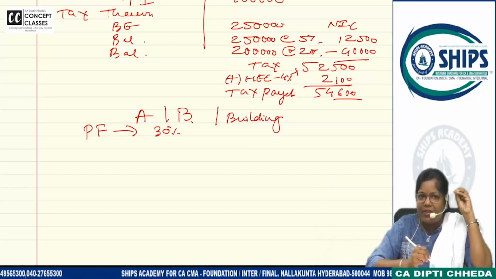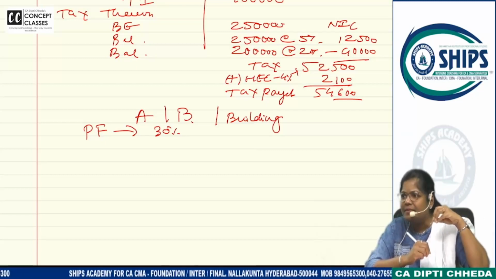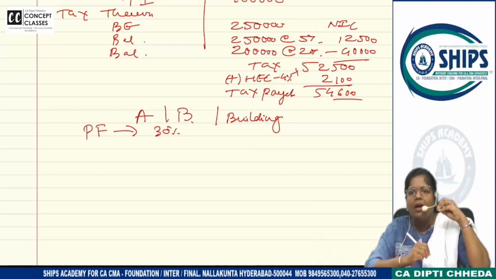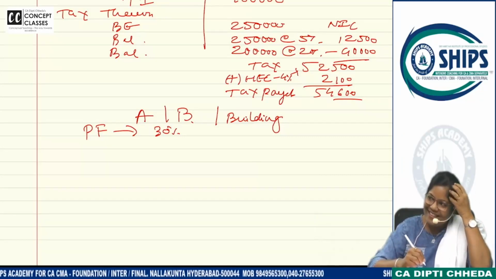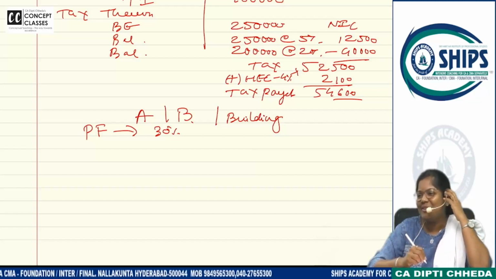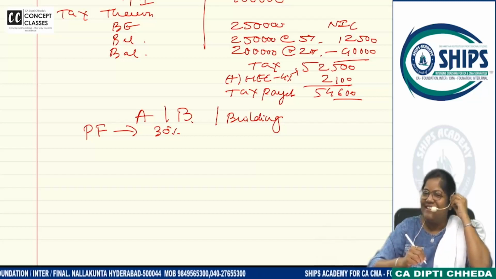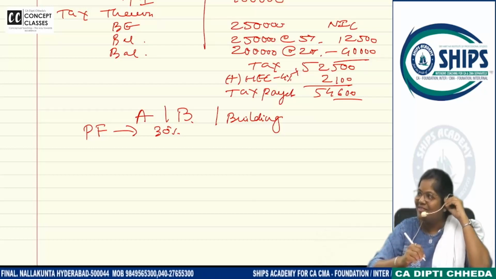So if A and B purchase the building, can they pay rent to themselves? Yes or no? Which concept in accounts teaches all this? Someone should name that, please. Accounts is also my favorite. What did you all study in accounts? You gave the correct answer, all of you.